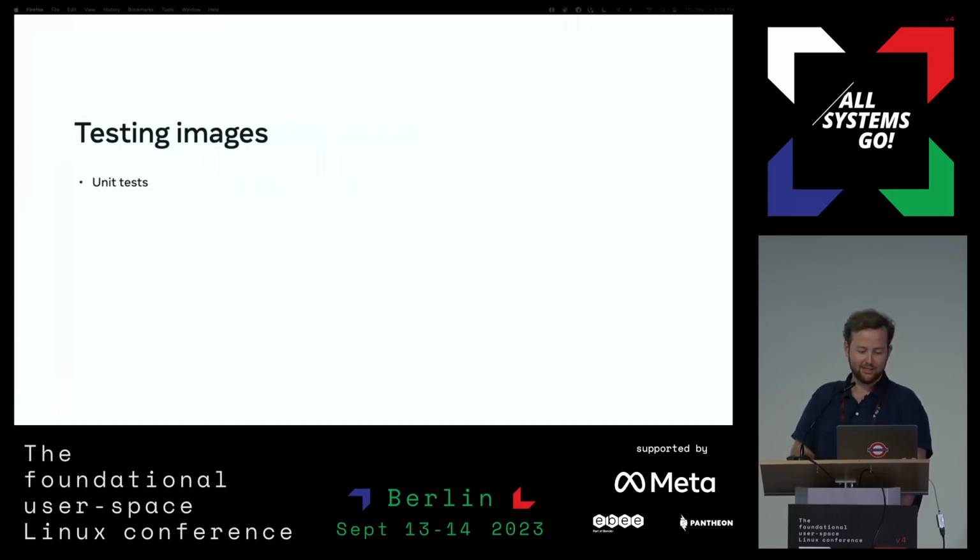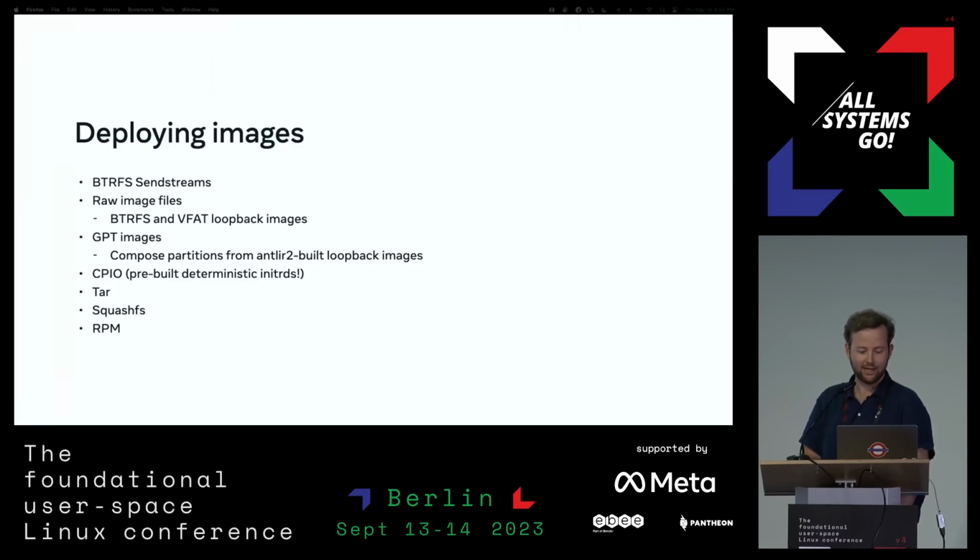So, testing images: we support a lot of things in repo like unit tests, booted container tests with systemd running as PID1, virtual machine tests, and images aren't super useful unless you're doing something with them. So we provide a number of ways that our users package up images, primarily Btrfs send streams, but also just raw loopback images, CPIO for initRDs, which we use a lot, tarballs, squash. We even support a simple RPM builder mechanism without having to go through mock and RPM build and everything manually.